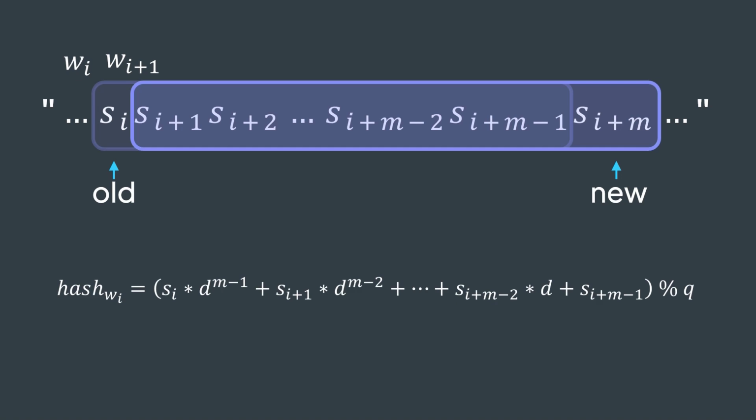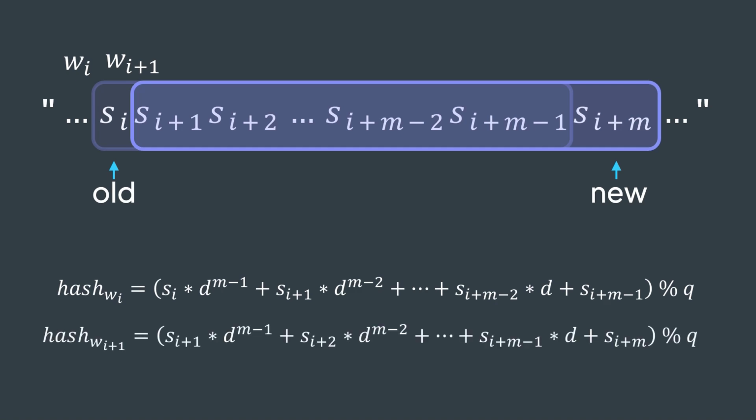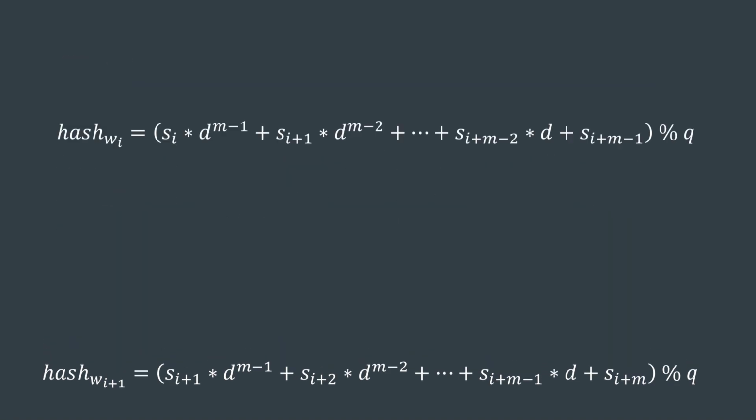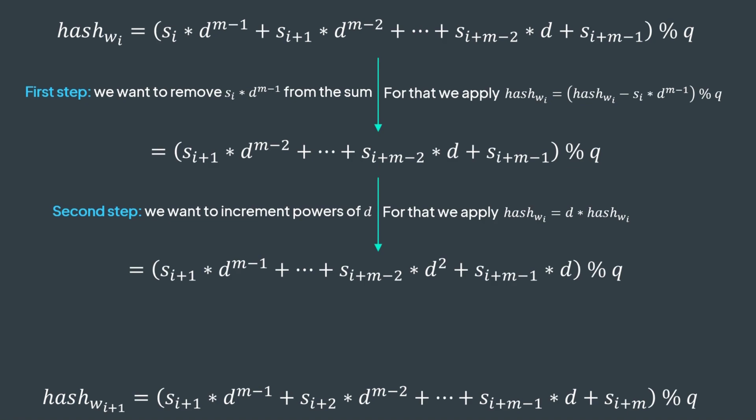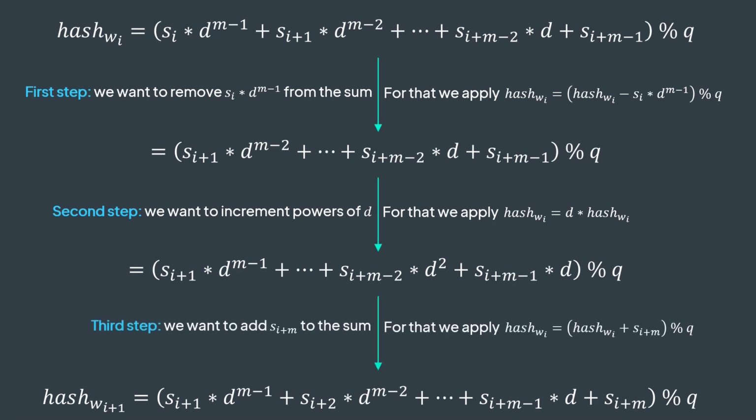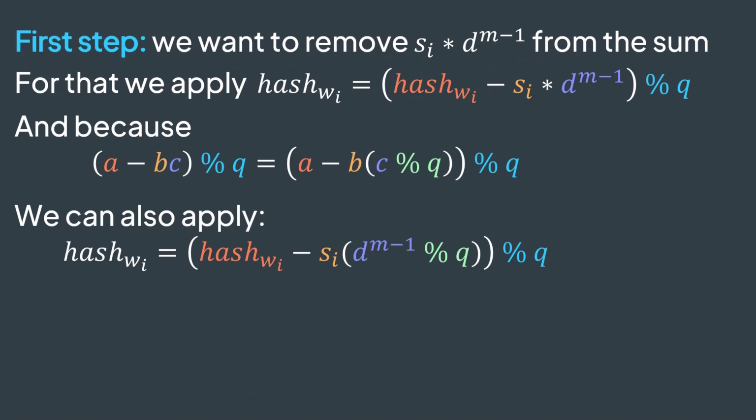And we want the hash of the next window, the one that starts at index I plus 1. Its hash is s of I plus 1 times d power m minus 1 plus s of I plus 2 times d power m minus 2, and so on until s of I plus m minus 1 times d power 1 plus s of I plus m times d power 0 modulo q. For that, we subtract s of I times d power m minus 1 and set modulo q. We get this result. Then we multiply by d, we get this result. And then we add s of I plus m and set modulo q, we get the hash of the next window. We can even add modulo q for d power m minus 1 in the first step.